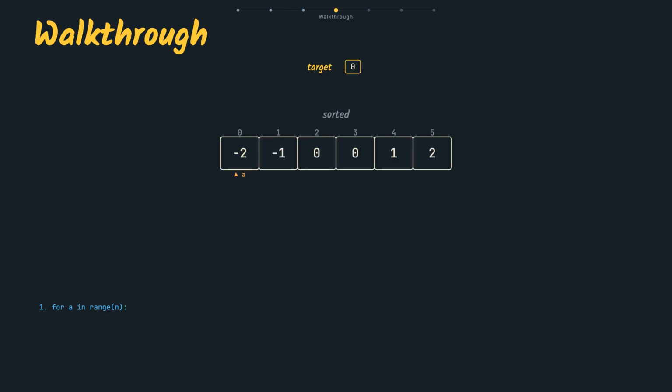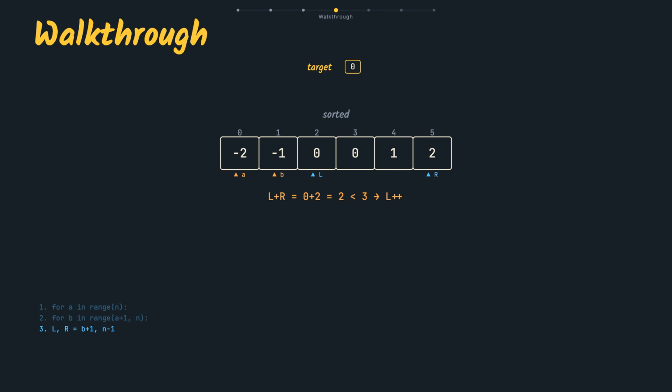Let's walk it. Sorted list, target 0. Outer pointer A starts at -2. Inner pointer B starts right after A, at -1. So we need the last 2 to add to 3. Now the 2 pointers: L sits next to B at 0. R sits at the end at 2.